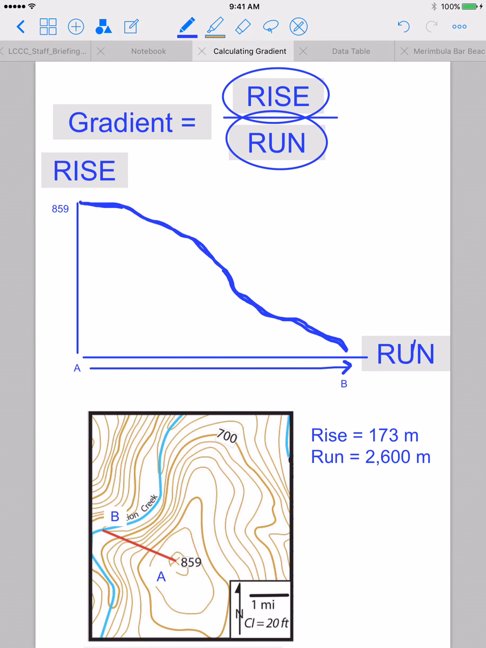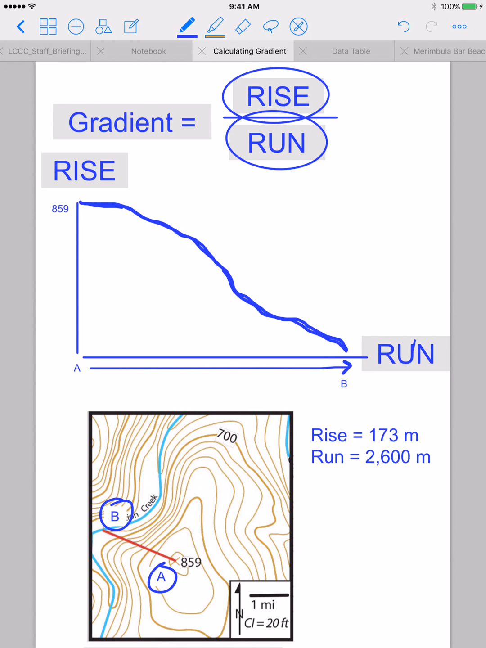Down below we have a cross section, and I want to point out some things on this particular map. Firstly, we're going to be calculating the gradient from point A on the map to point B on the map. You'll see where I'm circling the two locations. We're calculating the gradient along the red line.